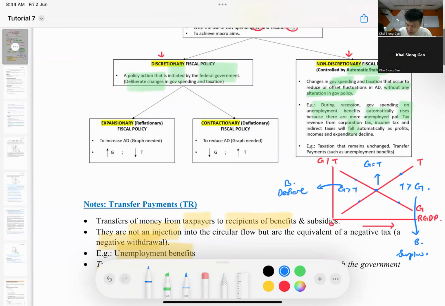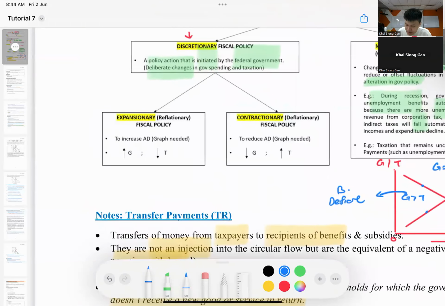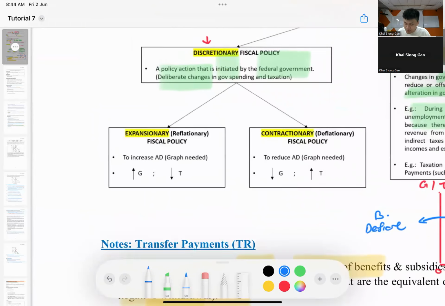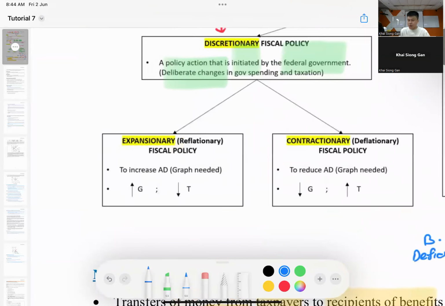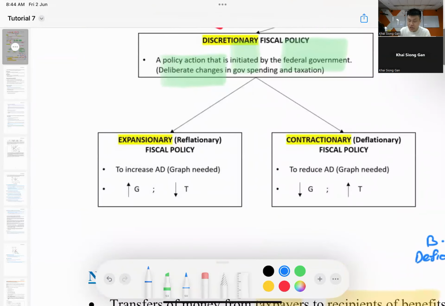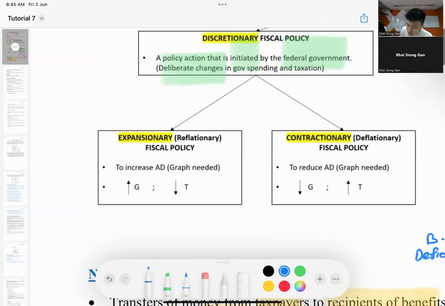Okay, so now let's talk about discretionary fiscal policy. Now again, we zoom into this and we only see this mind map over here on the left. When you talk about discretionary fiscal policy, it can be divided into expansionary fiscal policy and contractionary fiscal policy. Bear in mind the use of the words as well, because for expansionary, sometimes I can use the word reflationary, or I can use the word loosening as well. All these have the same meaning. On the other hand, for contractionary, we can also say deflationary or tightening.